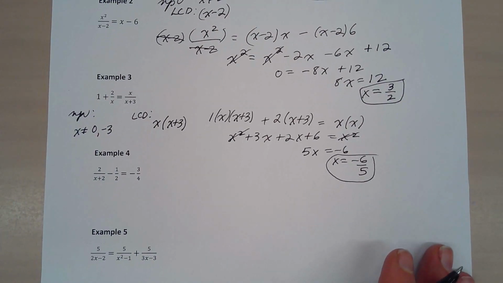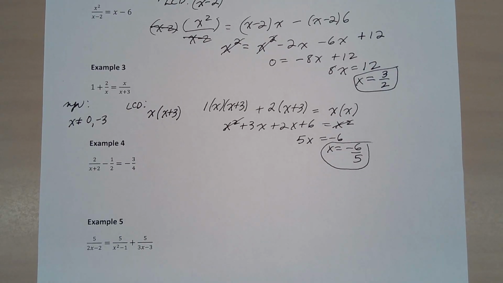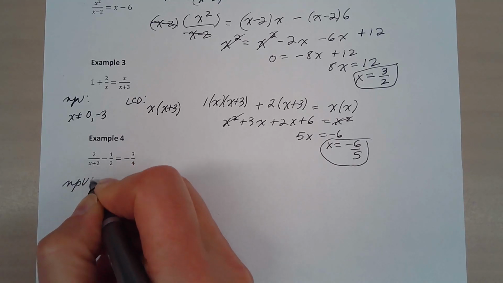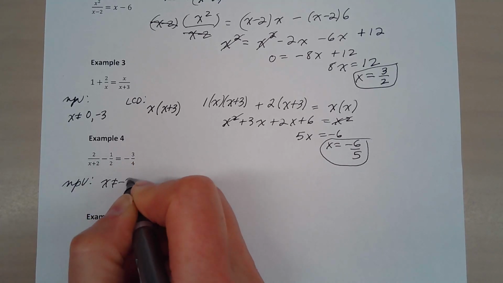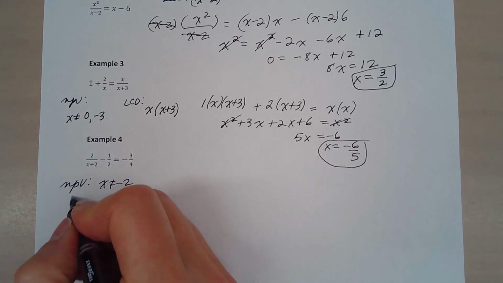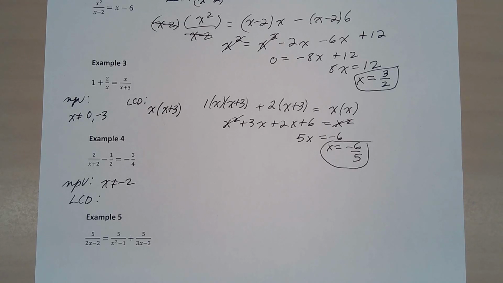Okay, next one. This gets a bit trickier. You've got 3 denominators. So the non-permissible is easy. I think it kind of jumps right out at us. Negative 2, right? Now, LCD, the lowest common denominator means lowest, right? The smallest. It's always the easiest to deal with because the smaller you can keep your numbers, the easier it's just to do the math. Same as avoiding negatives whenever you can.